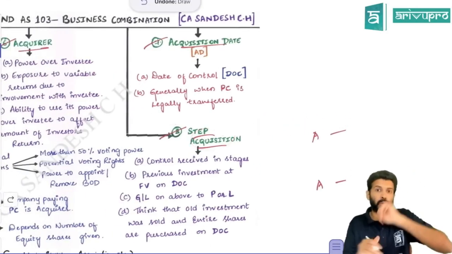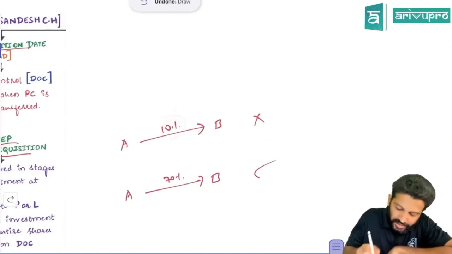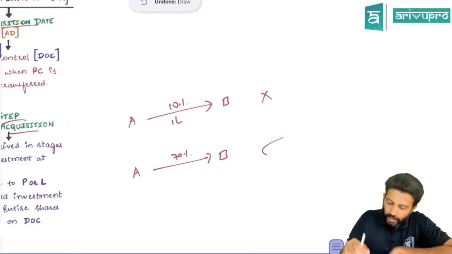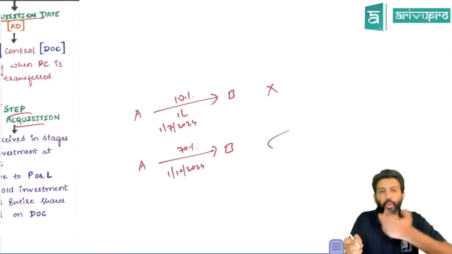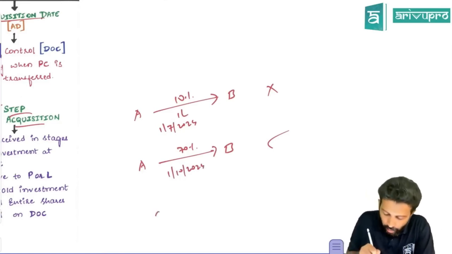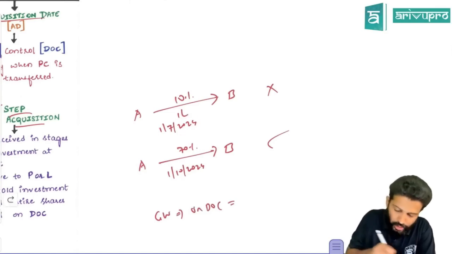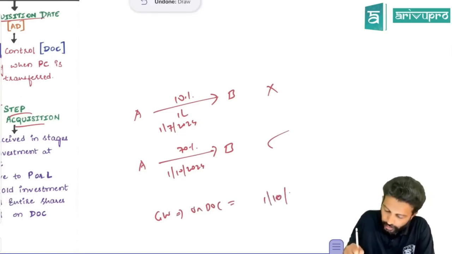So if there is step acquisition, what to do? You would have purchased this 10% investment, let's say by paying 1 lakh rupees. Let's say this date is 1st July 2024. And you purchased the additional 70% on 1st October 2024, a few months later. We always find out goodwill on the date of control, and the date of control here is not 1st July. It is 1st October 2024.